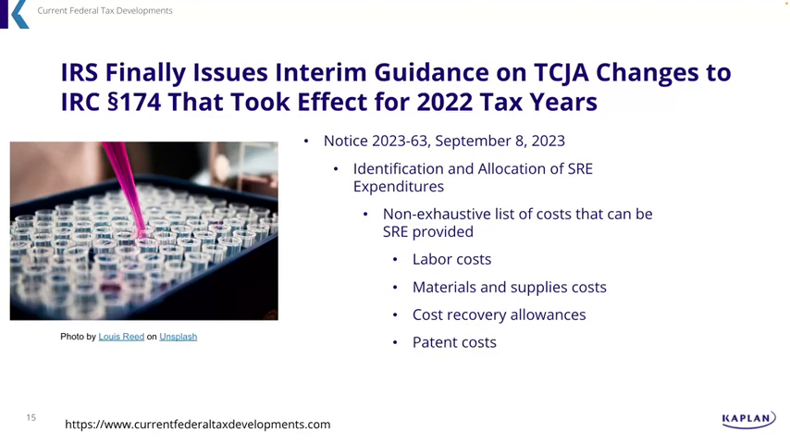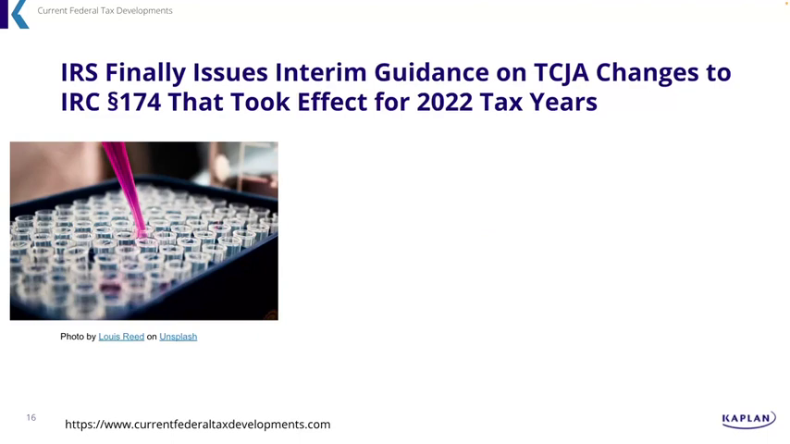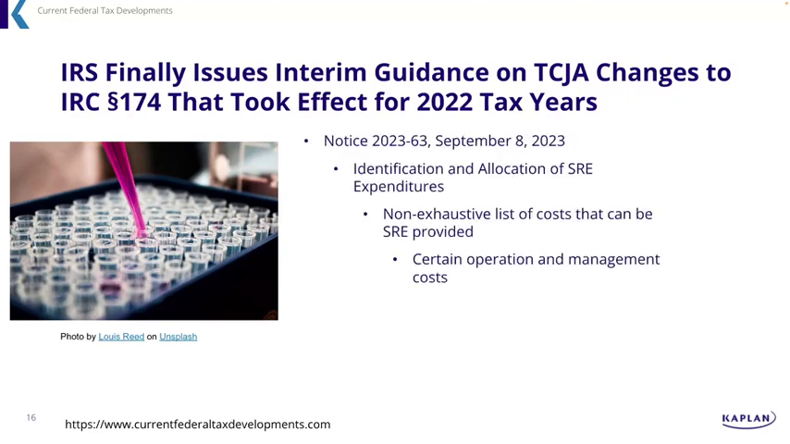The cost of obtaining a patent, attorney's fees, and other expenses in making and perfecting a patent application. Certain operation and management costs, rents, utilities, insurance, taxes, repairs and maintenance costs, security costs, and similar overhead costs with respect to facilities, equipment, and other assets used in performance of SRE activities or in direct support of those activities. And finally, travel costs. Travel for performance of the activities or direct support of those activities would also be things we need to allocate to the SRE.